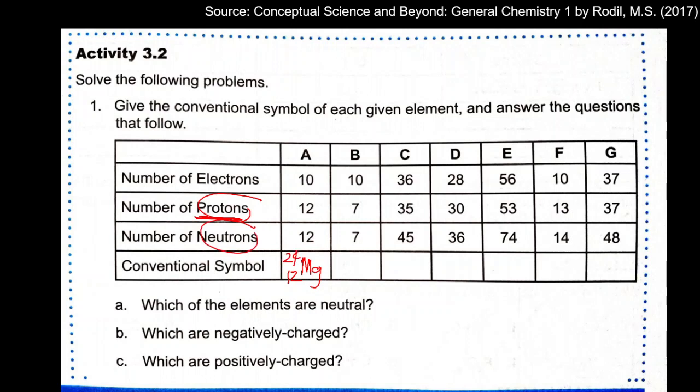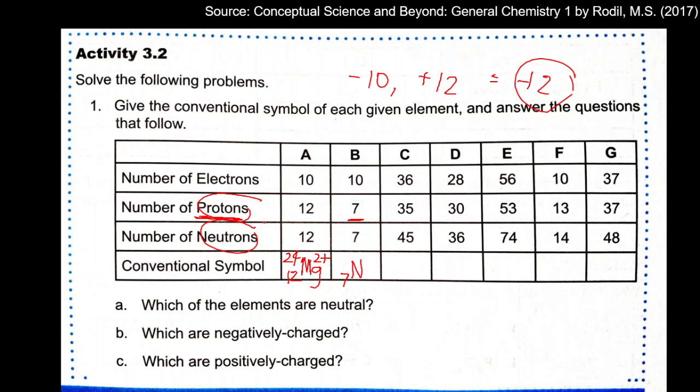And then the charge is what? We have 10 electrons, negative 10, and 12 protons, positive 12. Negative 10 plus positive 12 is equal to positive 2. So the charge of this is 2+. Again, we write the sign after the number. Next, we have element B, atomic number 7. This is a nitrogen atom.